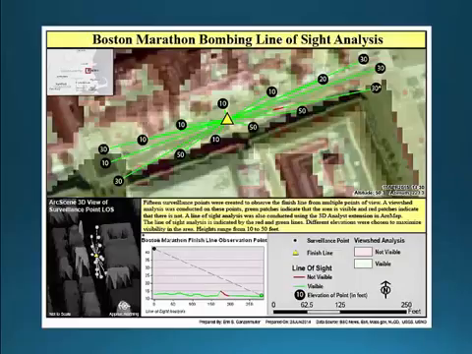This last student example is from an advanced GIS course where students are asked to conduct a line of sight analysis to identify possible locations for surveillance cameras near the finish line of the 2013 Boston Marathon. This particular assignment was developed soon after the 2013 bombing and is a real-world approach to teaching line of sight analysis. Describing this analysis without the visual aid of a map would be very difficult.